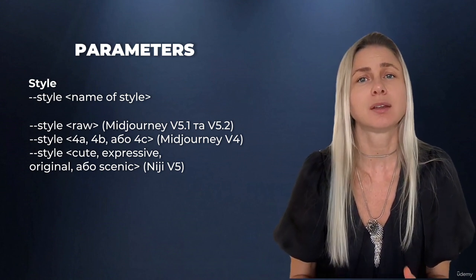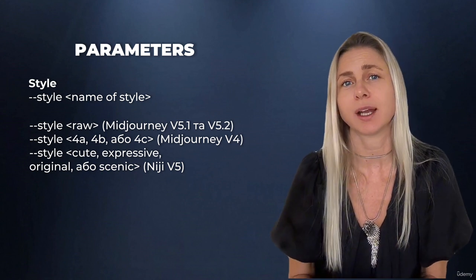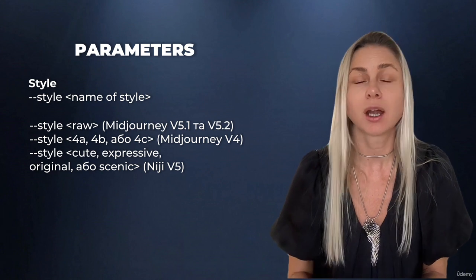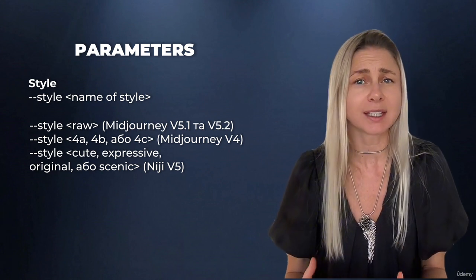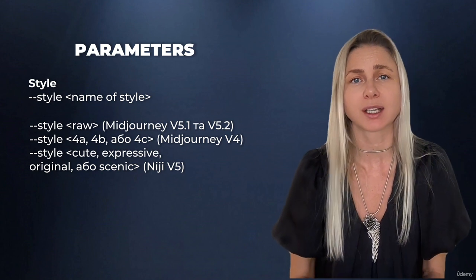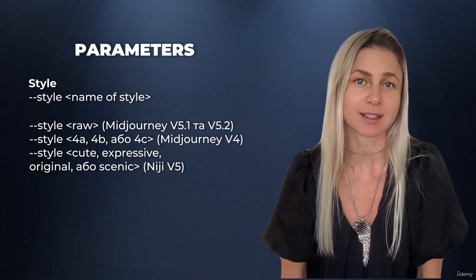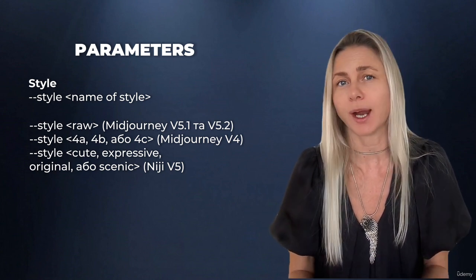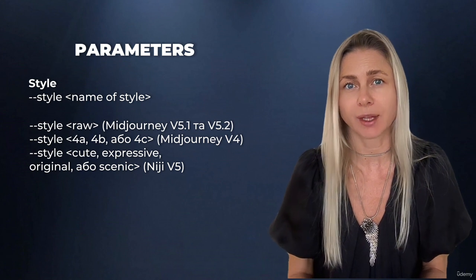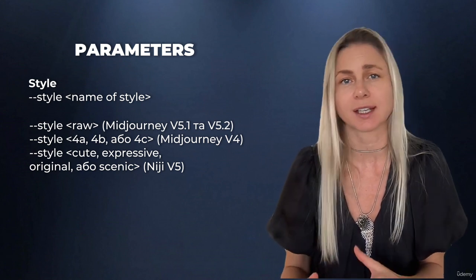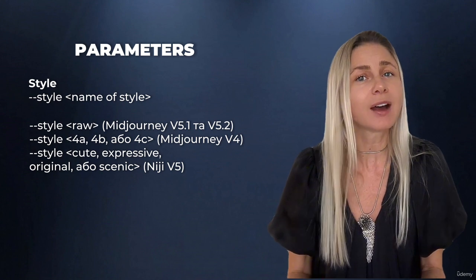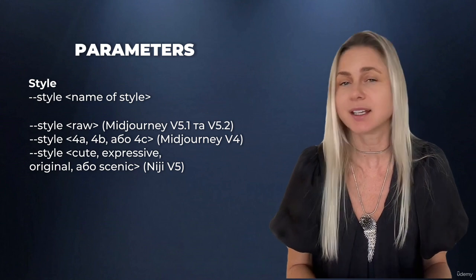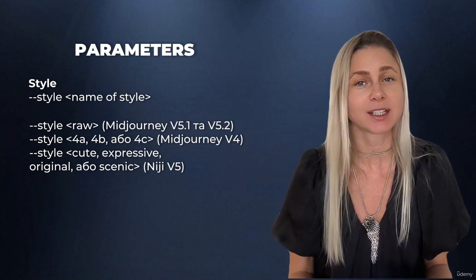For Midjourney version 5.1 and 5.2, you can use style raw to enable raw mode. Raw mode is less opinionated, resulting in potentially more interesting and diverse results. For Midjourney 4, you have the options style 4a, 4b and 4c, and each style has a slightly different aesthetic. By specifying the desired style using the style parameter, you can influence the artistic appearance of the generated images in Midjourney.